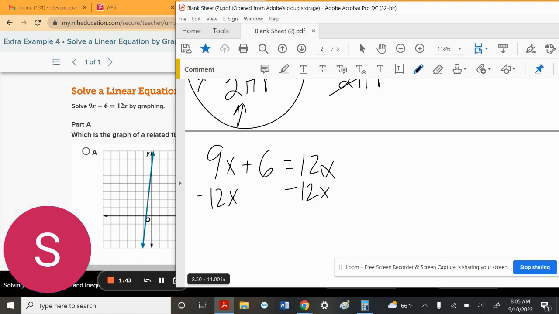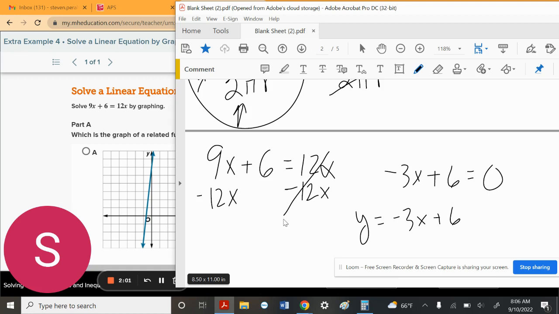I think I did it the other way in class, but if I move that over to that side, I get negative 3x plus 6 equals 0. And then, instead of setting it equal to 0, I'm going to set it equal to y. So y equals negative 3x plus 6.